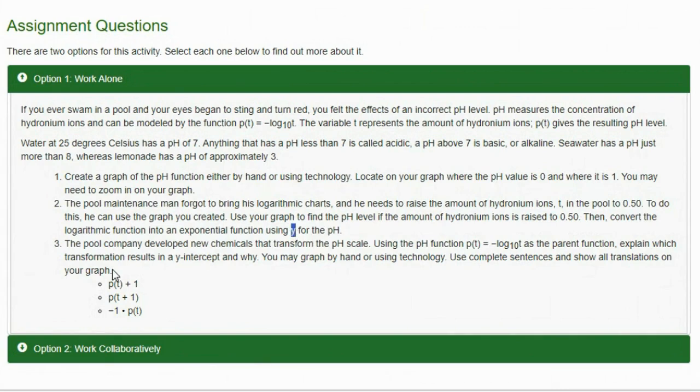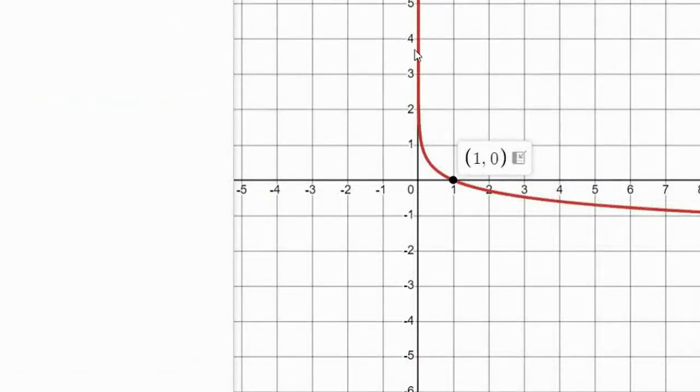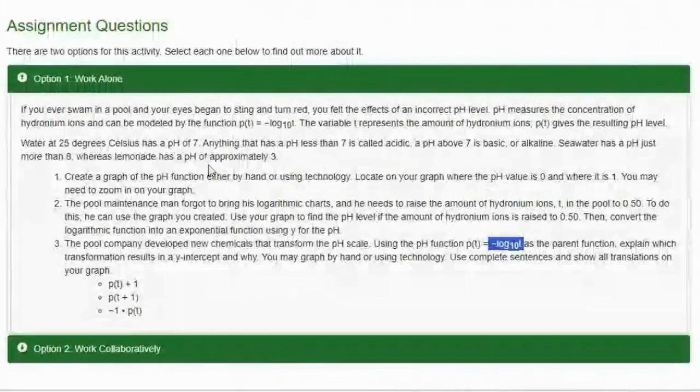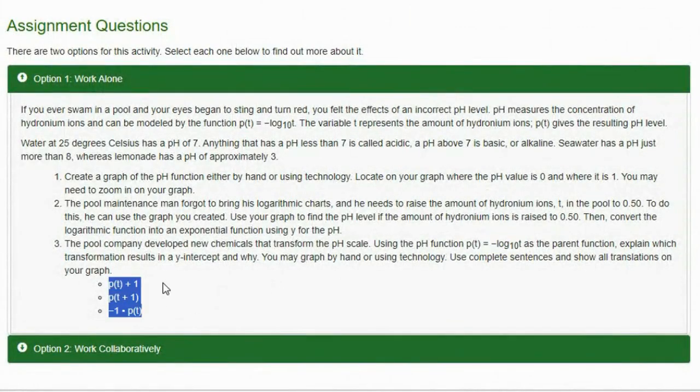Then the pool company developed new chemicals to transform the pH scale. So using the same function, negative log base 10 of T, as a parent function, which transformation results in a y-intercept? Because as we looked at it, it doesn't have a y-intercept right now. Which one of these three choices will give it a y-intercept? So that's this week's assignment. You've got to make this Google Doc and all this stuff.